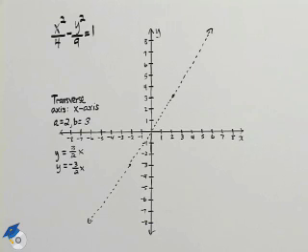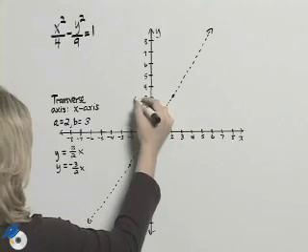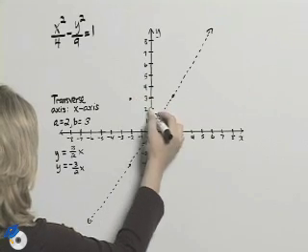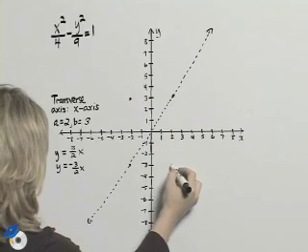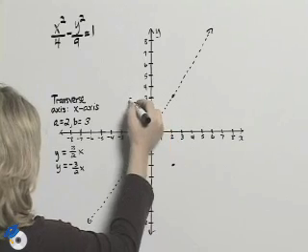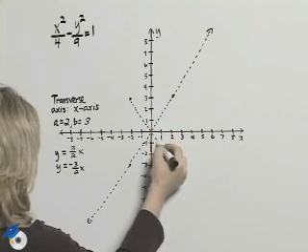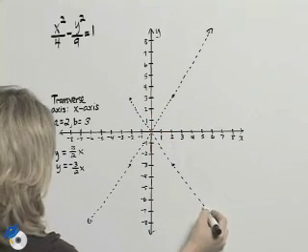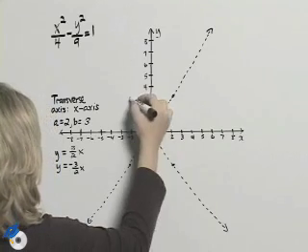The other asymptote is a line that passes through the origin with a slope of negative 3 halves. So I'll go up 3 and left 2, or down 3 and right 2. I can then connect these points to draw the other asymptote.